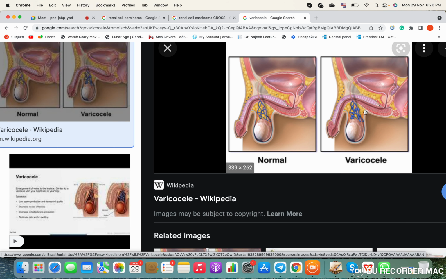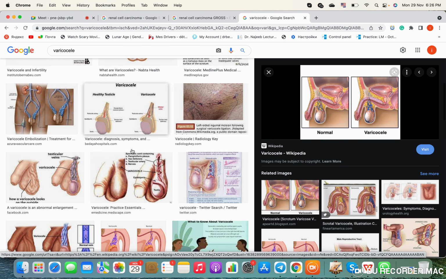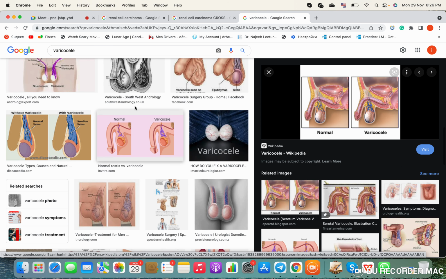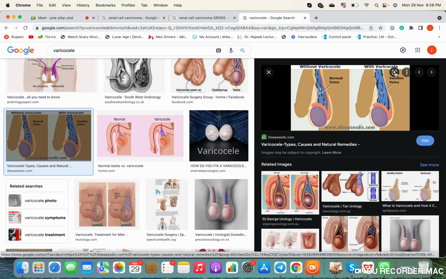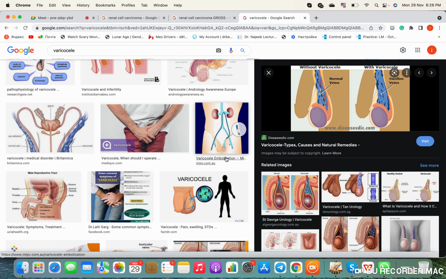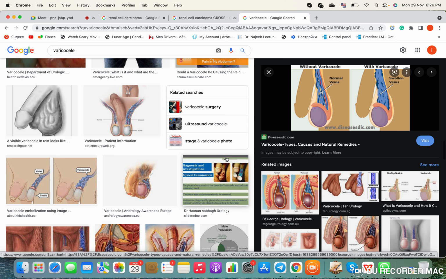And basically, you can see it here. It's due to what? It's due to the congestion of the veins at that area. So they become enlarged, yeah? And here is the thing. In this patient, they can occur only on the left. They cannot occur on the right. They occur only on the left, okay?